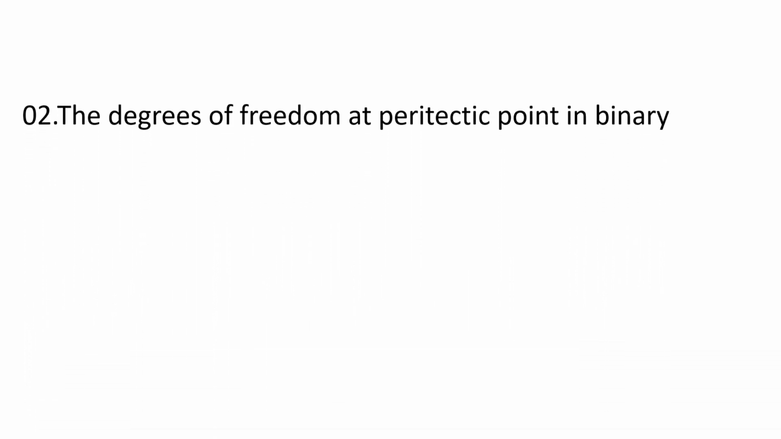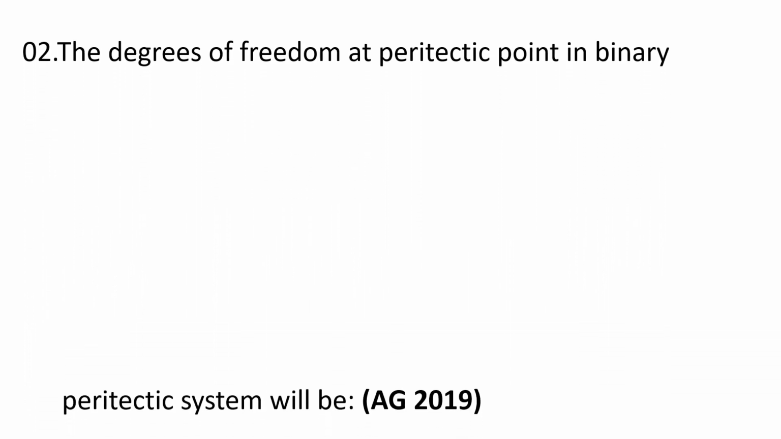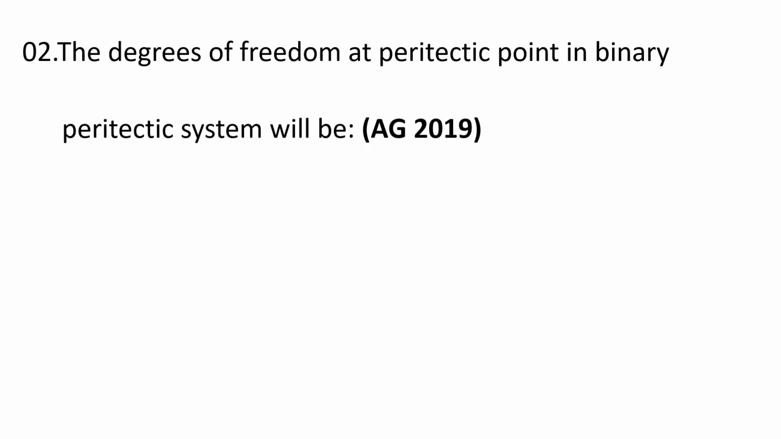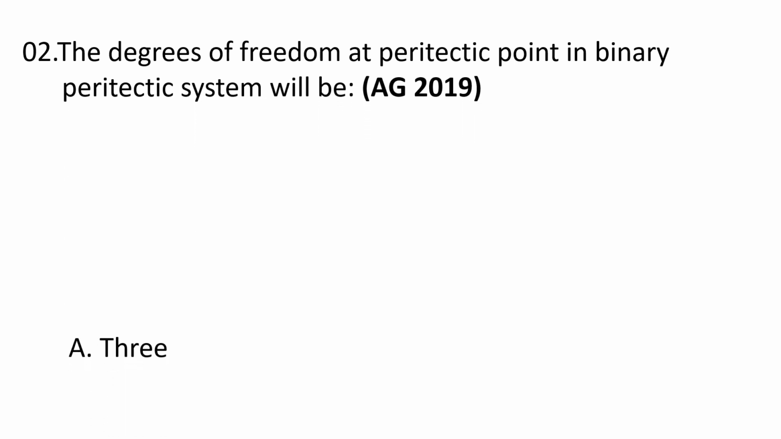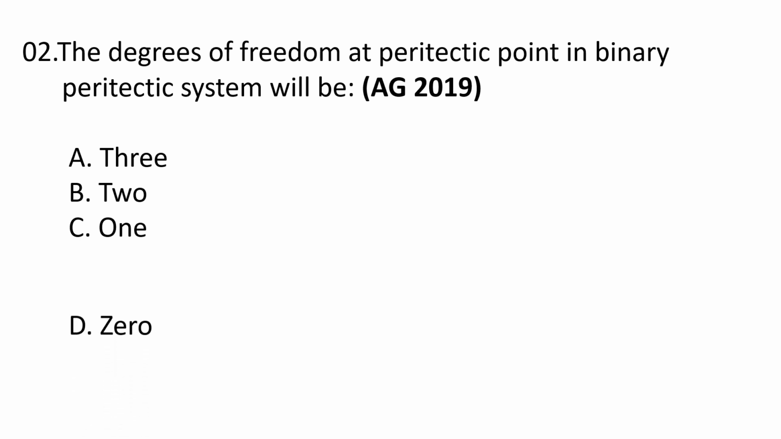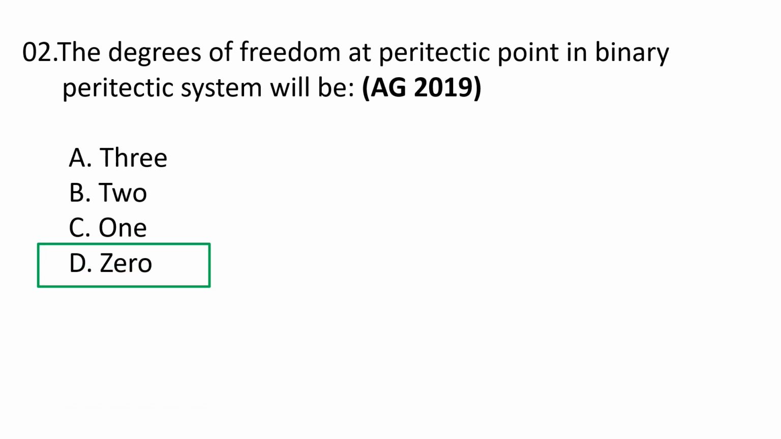Coming to the second question. The degrees of freedom at a peritectic point in a binary peritectic system will be. Choices are A. 3, B. 2, C. 1, D. 0. The correct answer is D. 0.